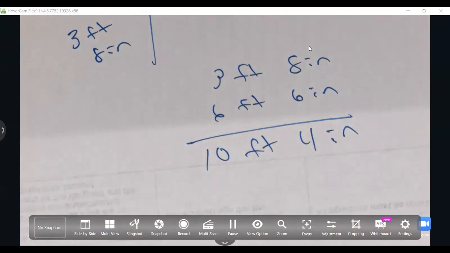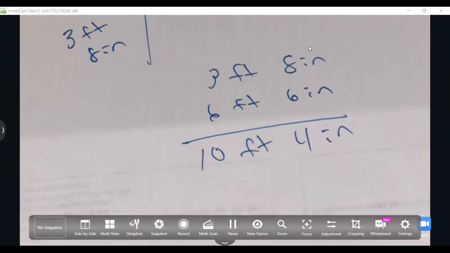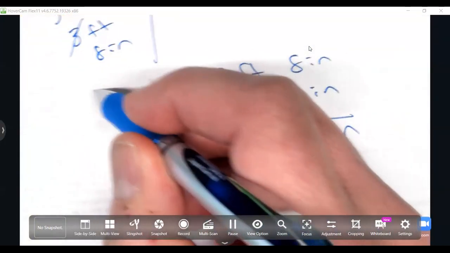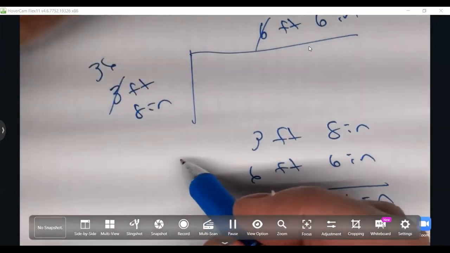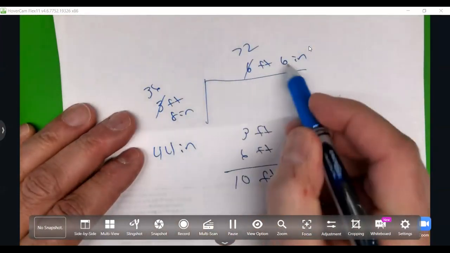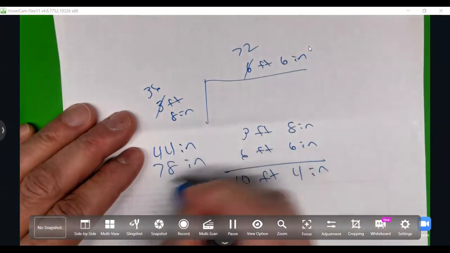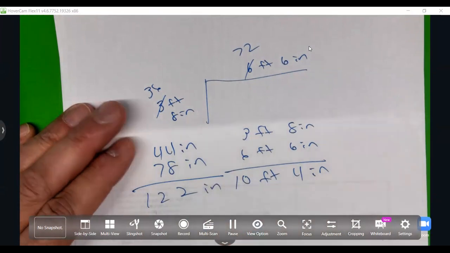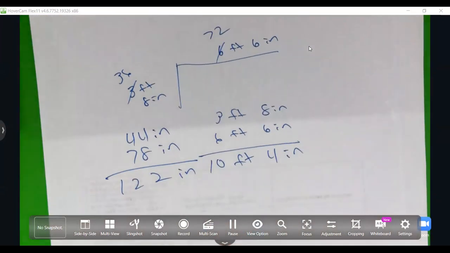To confuse us. You know what the teacher says next? That's completely wrong. Convert everything to inches. So 36 inches and 72 inches. So we got 44 inches here, right? We got 44 inches here, 72. We got 78 inches here, 122 inches. Right. Yeah, that's right. 122 inches.